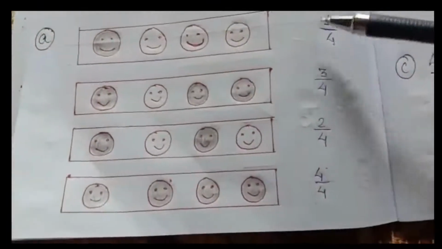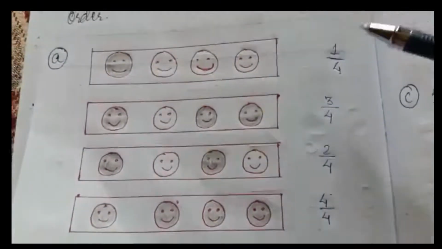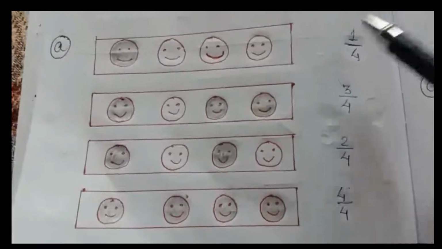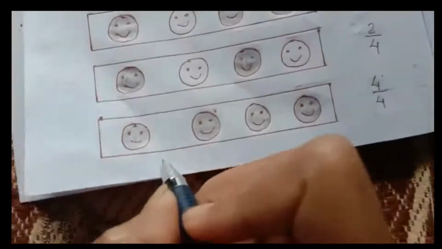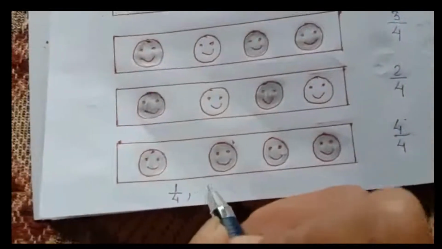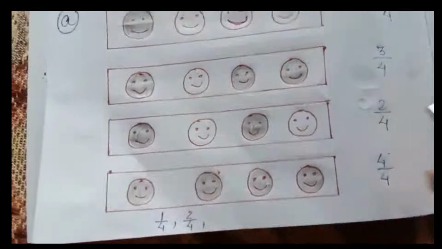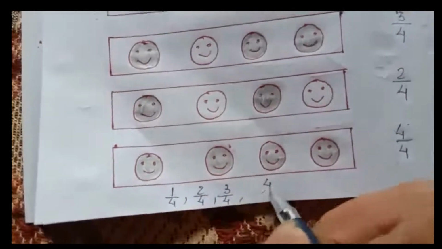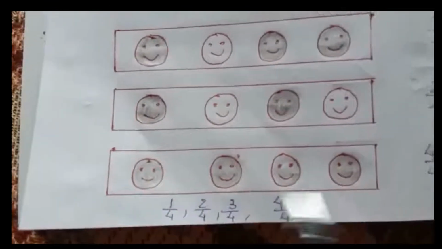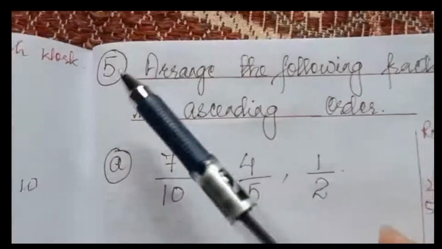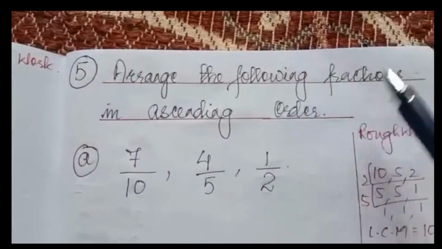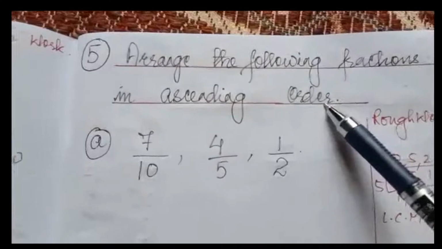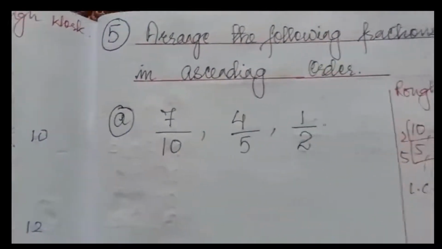Now we have to write in ascending order. So all are like fractions. So we will just compare numerator. Smallest is 1. 1 by 4. Then 2 by 4. Then 3 by 4. And 4 by 4. This is your answer. Now next is question number 5. Arrange the following fractions in ascending order. Ascending order means smaller to greater.